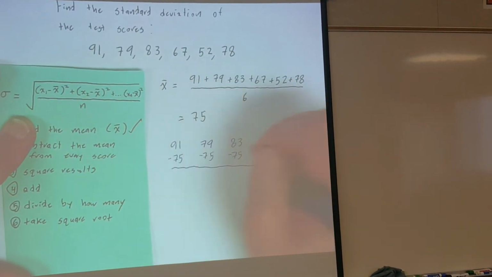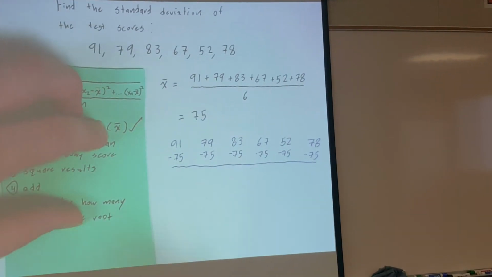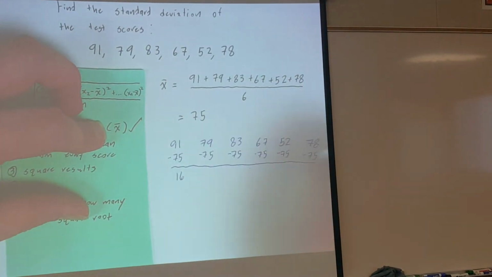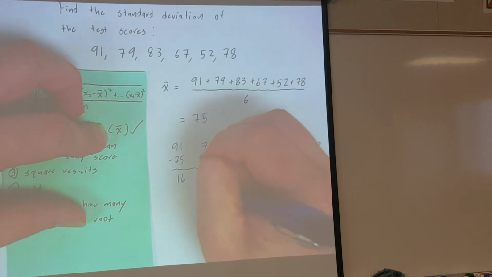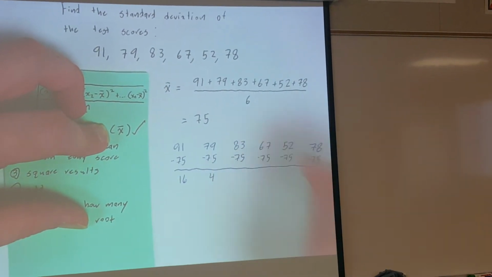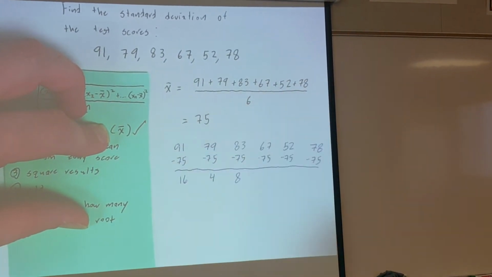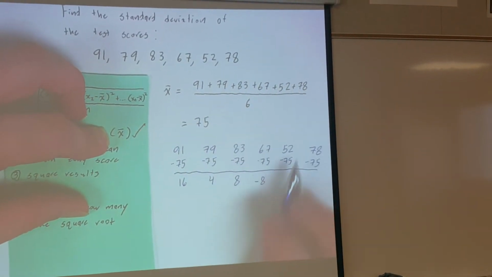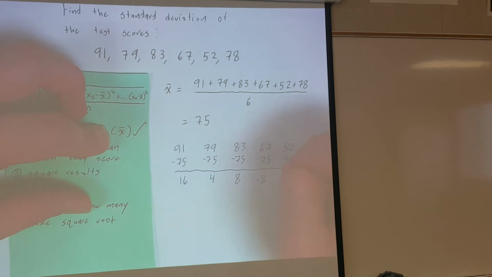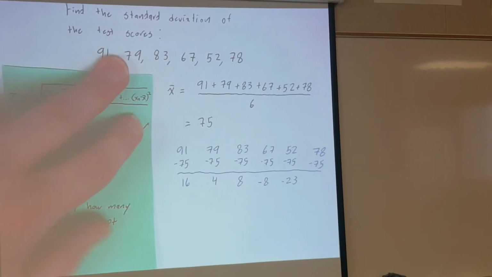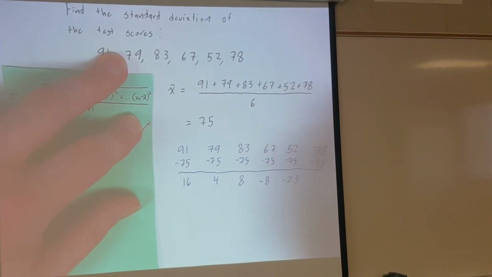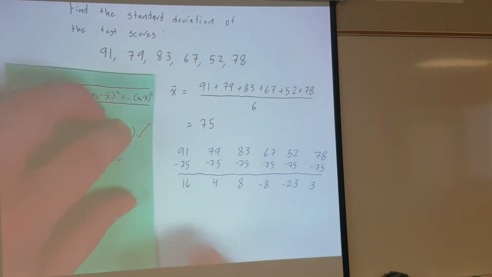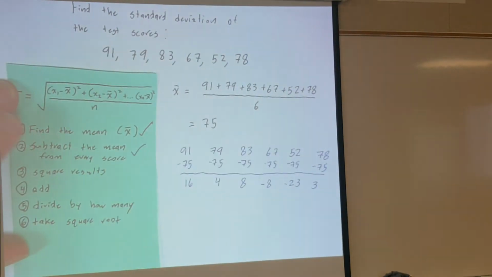And let's see what our results are. So we do 91 minus 75, that's going to give us a 16. 79 minus 75 is going to give us a 4. 83 minus 75 is going to give us an 8. 67 minus 75 is going to give us a negative 8. 52 minus 75 is going to give me a negative 23. And 78 minus 75 is going to give me a 3. Okay, so we've subtracted the mean from every score.